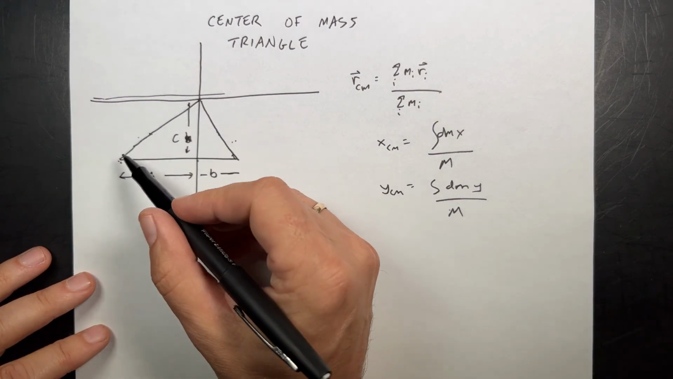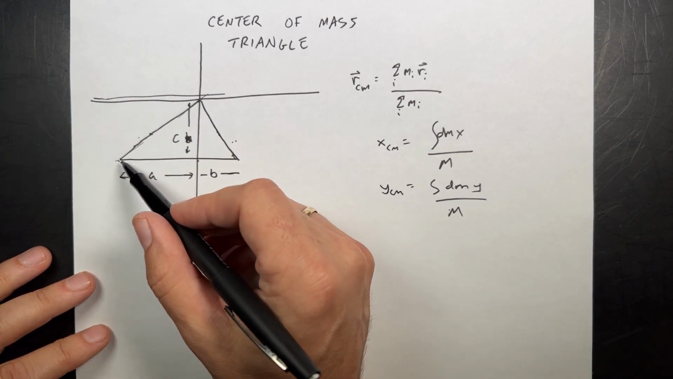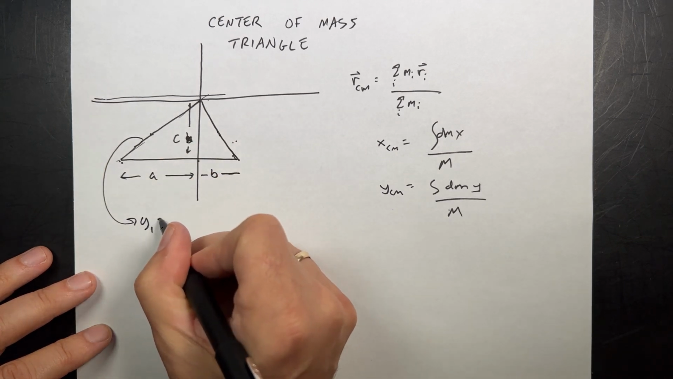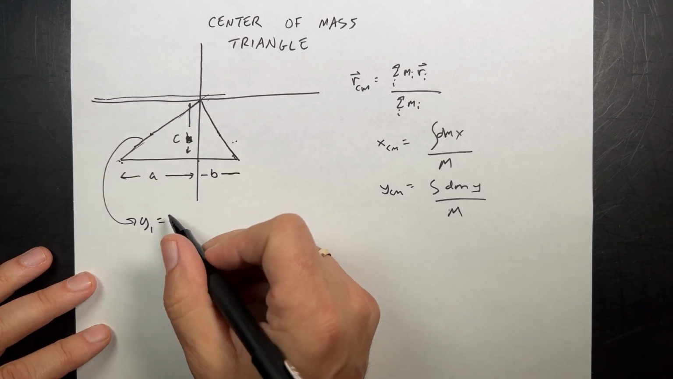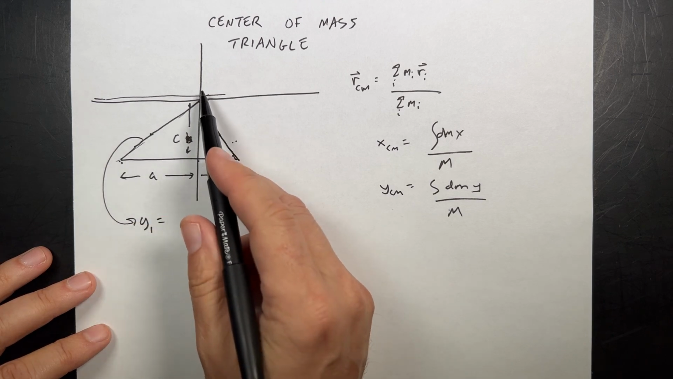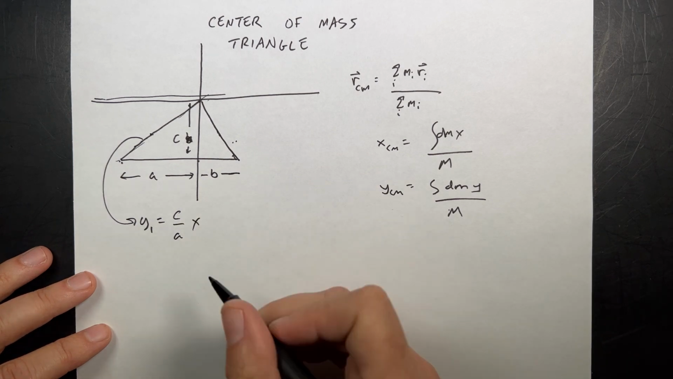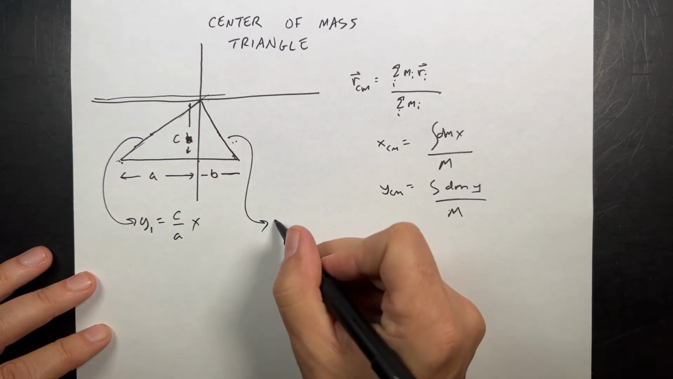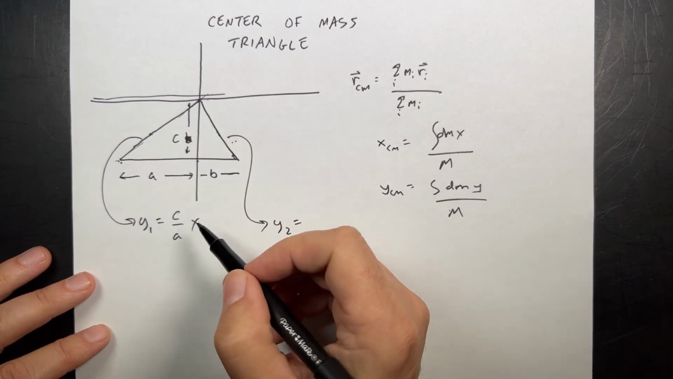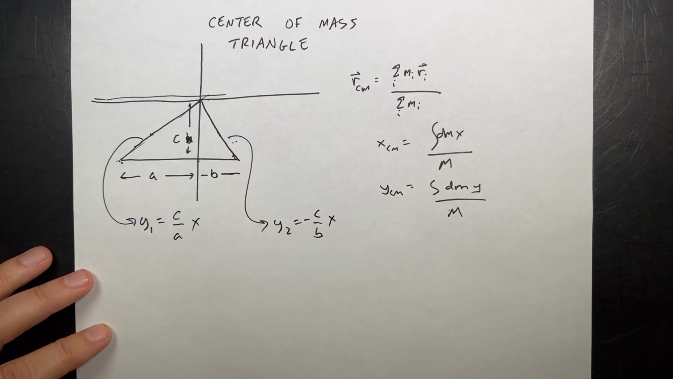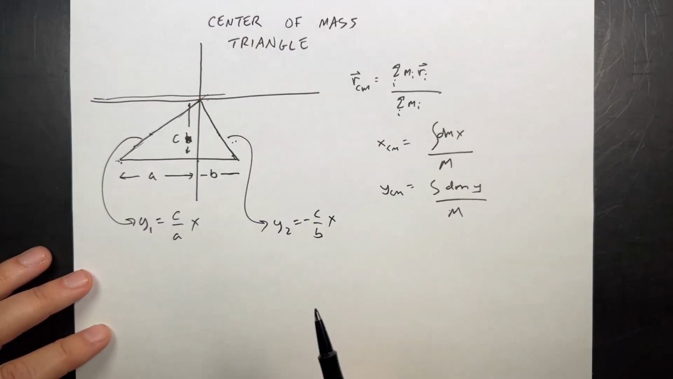Okay, so this one, since it has a zero intercept, I'll call this y1. y1 is going to be equal to the slope times x, and the slope is positive, right? So the rise of c over a, times x. That's not too bad. And this one has a negative slope, y2: a fall of c over b, times negative x. So now I have the equations of those two lines. I'm going to need that.